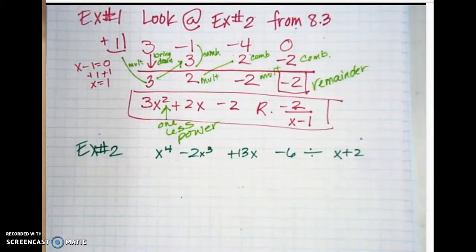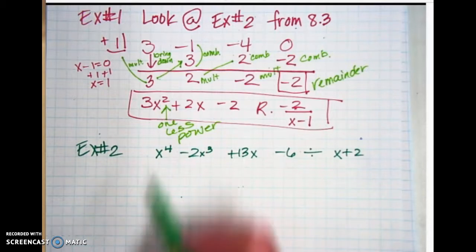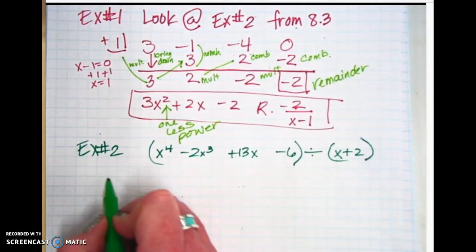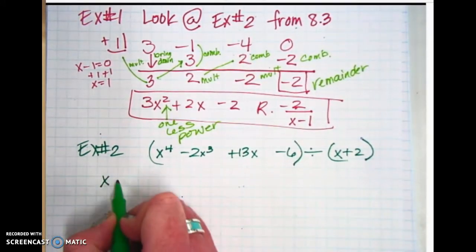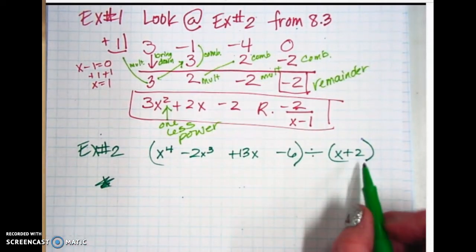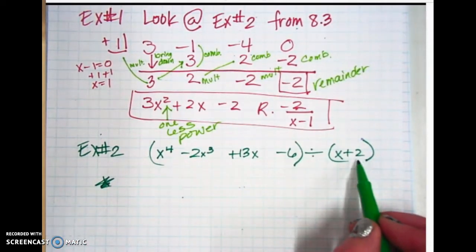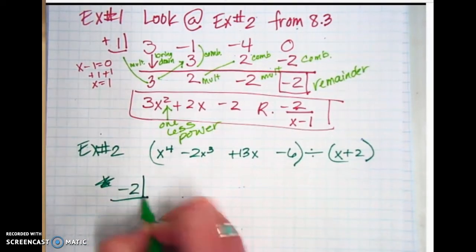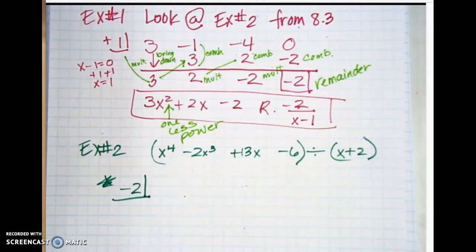Okay, so sometimes you'll see it written as a fraction, sometimes you'll see it written like this, as this polynomial divided by this polynomial. So this x plus 2 goes out in front, so that we actually need to solve for that, right? So we want the opposite of this number. So it will be negative 2. That's what we're going to use for our synthetic division.